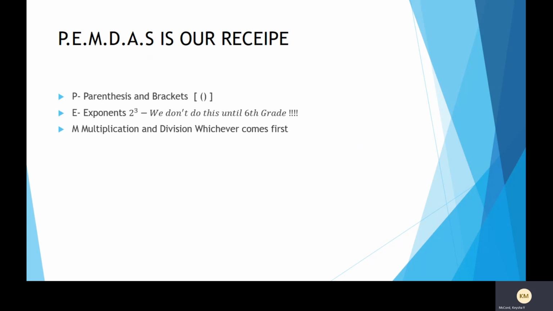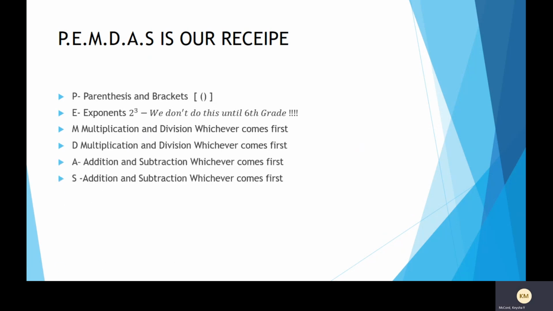M and D stand for multiplication, division, and it's whichever comes first. It's like you're reading a book, okay? So M and D, multiplication, division, whichever comes first. And then we have A and S, which stands for addition and subtraction, whichever comes first. Remember, for the multiplication and division and the addition and subtraction, you're going to put your finger on the operation and go like you're reading a book. Okay, so that's what we're going to be doing today.